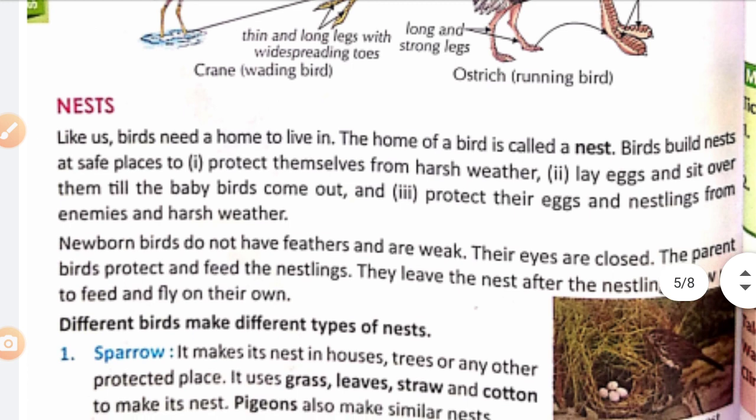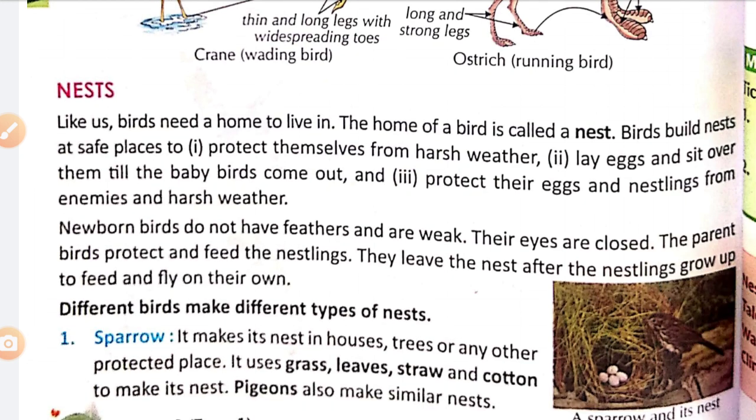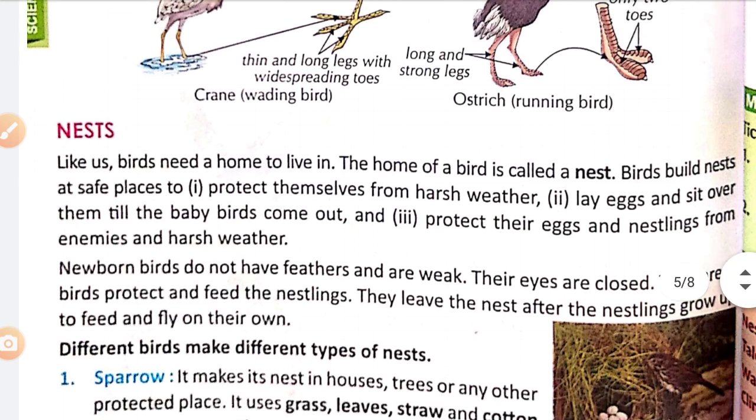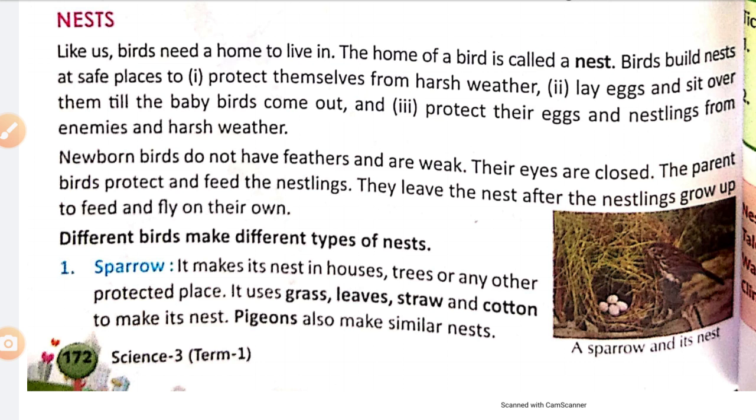Students, there are some birds like penguin, and then ostrich. Yes, ostrich is a running bird, but penguin also cannot fly like other birds because it has a very heavy body.